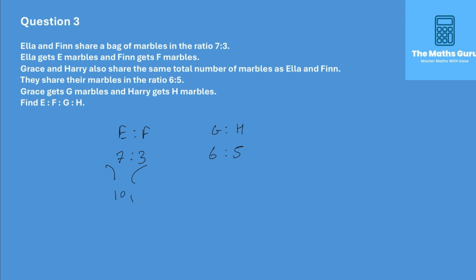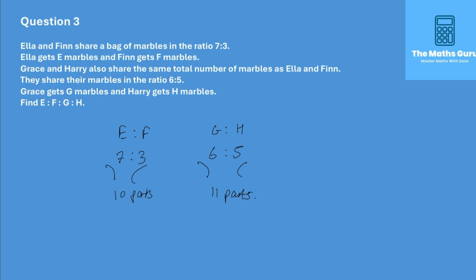So, the way we attempt this question is we look at the number of parts that each ratio has. So, this one has 10 parts. This one has 11 parts. So, we notice that it tells us they have the same amount of marbles. So, what we can do is make the number of parts the same, as we know that the ratios are split amongst the same amount of marbles for each one.